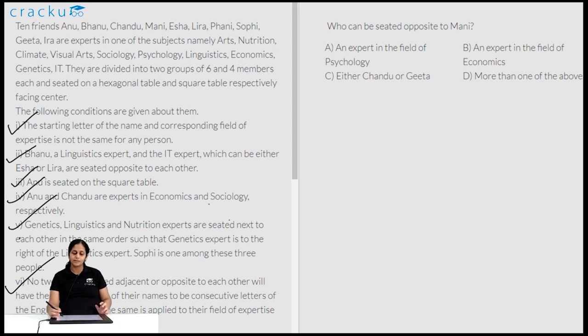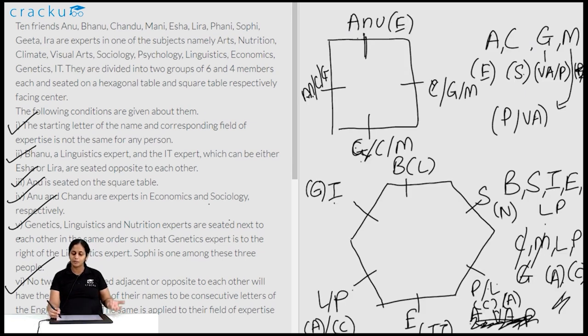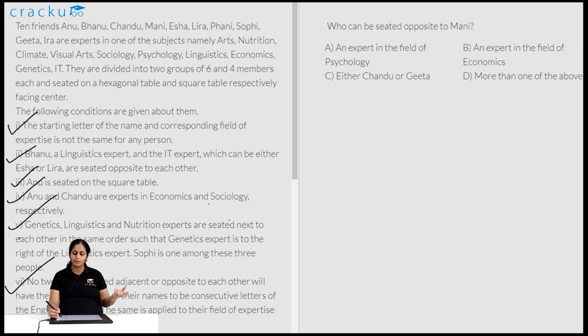So option A, expert in the field of psychology, is possible. If Geeta is the expert in the field of psychology, she can be opposite to Money. Expert in the field of economics, yes, he could be seated opposite to Anu as such. Either Chandu or Geeta, again option C is also possible. So A, B, C are all possible, so the right answer is option D.